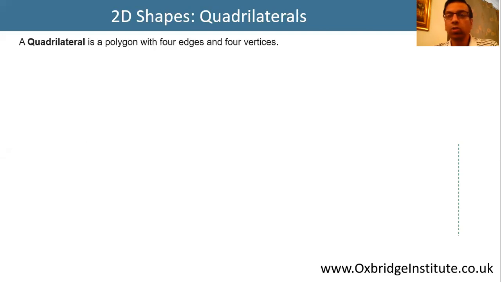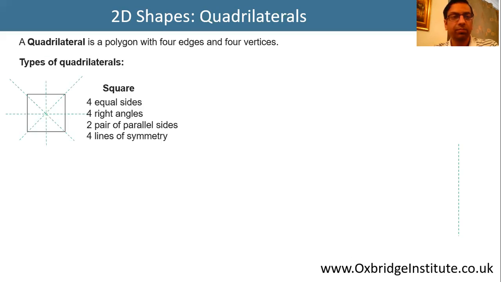Let's talk about a quadrilateral. A quadrilateral is a polygon with 4 sides and 4 vertices. Let's discuss some important quadrilateral types. First, we have a square. A square has 4 equal sides and 4 right angles. There are 2 pairs of parallel sides, so the opposite sides are parallel, and there are 4 lines of symmetry as shown.